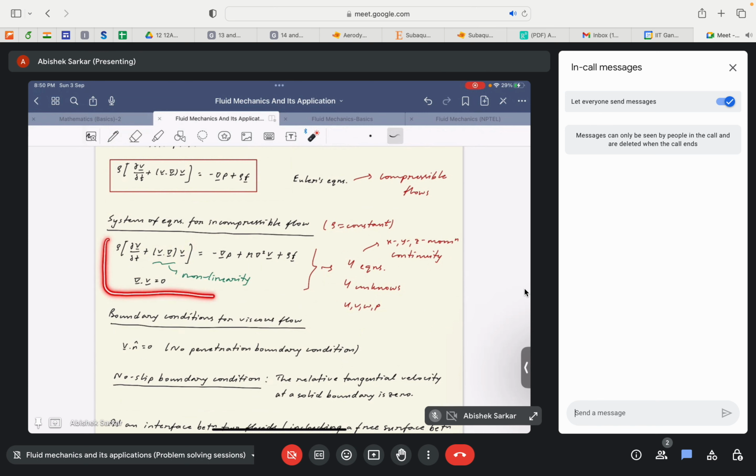Sorry. This entire set of equations with proper boundary conditions, and that solution should be analytic. That analytical solution, closed form solutions. Okay, not the numerical solution. Numerical solutions can be obtained by using different solvers or commercial software, but that's not what they want. They want an analytical solution.